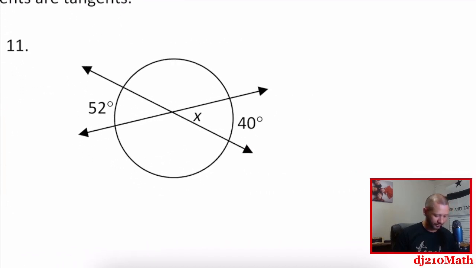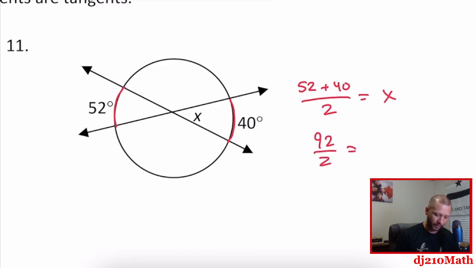All right, 11. Same idea. 52 plus 40 divided by 2 should equal whatever that central angle is. In this case, it's x, so this is ideal. So 52 plus 40 is going to be 92 divided by 2. So 46. So x is equal to 46 degrees.